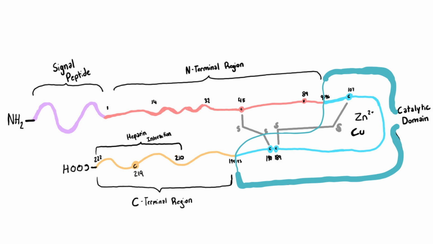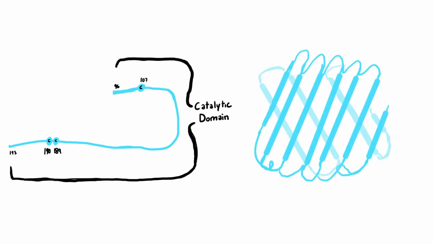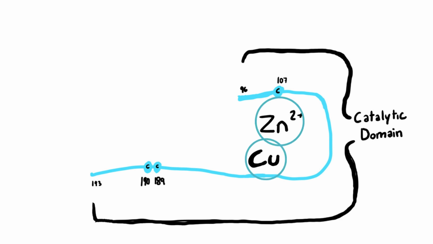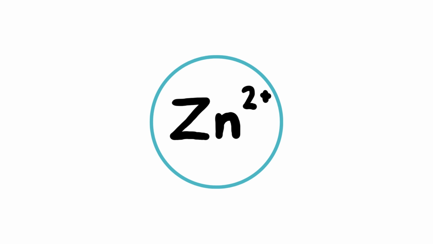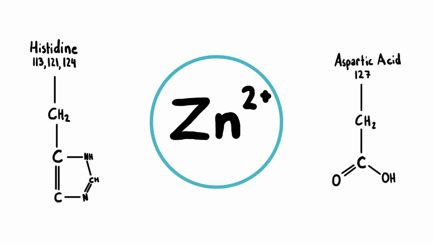This is known as the active domain, also referred to as the catalytic domain. The catalytic domain has a beta barrel structure, and it contains zinc and copper. Zinc is the catalytically active metal cofactor in the enzyme, and it binds to amino acid residues 113, 121, and 124, all of which are histidine. Zinc also binds to the amino acid aspartic acid, which is located on residue 127.